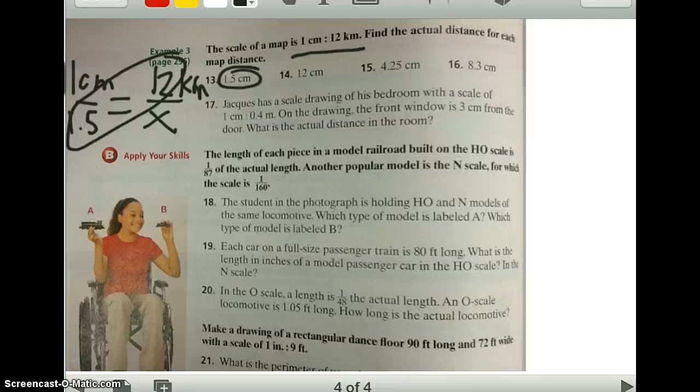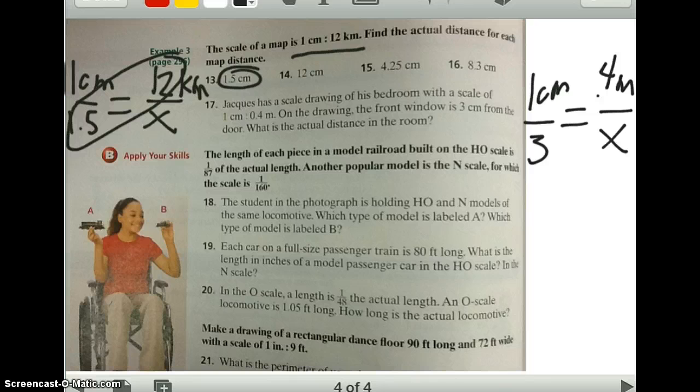17 says, Jacques has a scale drawing of his bedroom with a scale of 1 centimeter to 0.4 meters. On the drawing, his front window is 3 centimeters from the door. What's the actual distance in the room? So I've got 1 centimeter, and I've got 0.4 meters. Then it says in centimeters it's 3, so where does that go? Got it. Then X. There you go. Once you have it that way, you should be able to solve it.